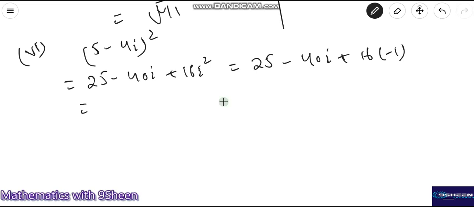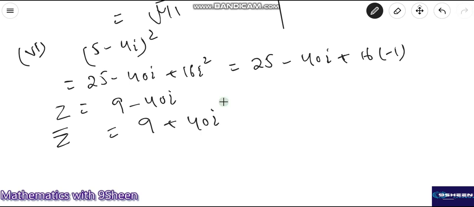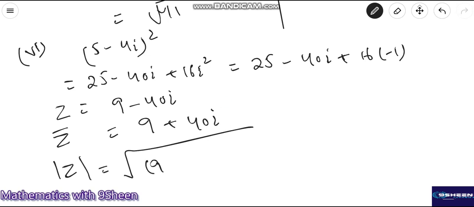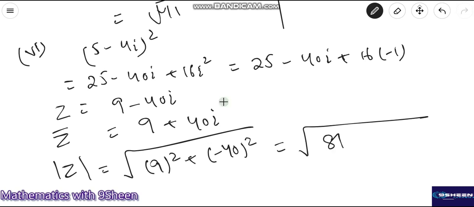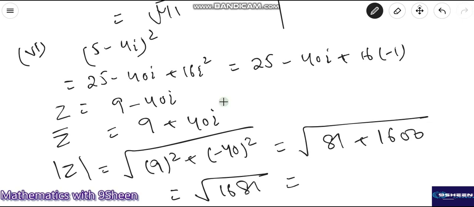Now, your real part is 25 minus 16, which means you have 9 plus minus 40 iota. It's your z. Find the conjugate of that, which means 9 plus 40 iota. Now for the modulus, the real part is 9 square, the imaginary part is minus 40 square. 9 multiplied by 9 is 81, and 40 multiplied by 40 is 1600. 81 plus 1600 will become 1681. Take the square root, it is 41.